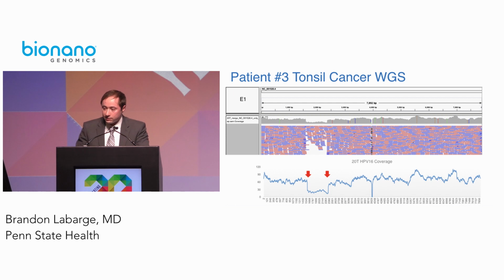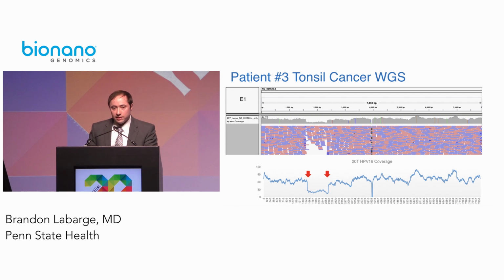The last example here is a tonsil cancer, again showing many structural variations on the Circos plot from Bionano. And so, consistent with previous examples, we would expect to not detect any chimeric reads on whole genome sequencing. And what we see is good mapping overall to the HPV16, but no chimeric reads, so it does not suggest integration. So again, we suspect episomal for this subtype.